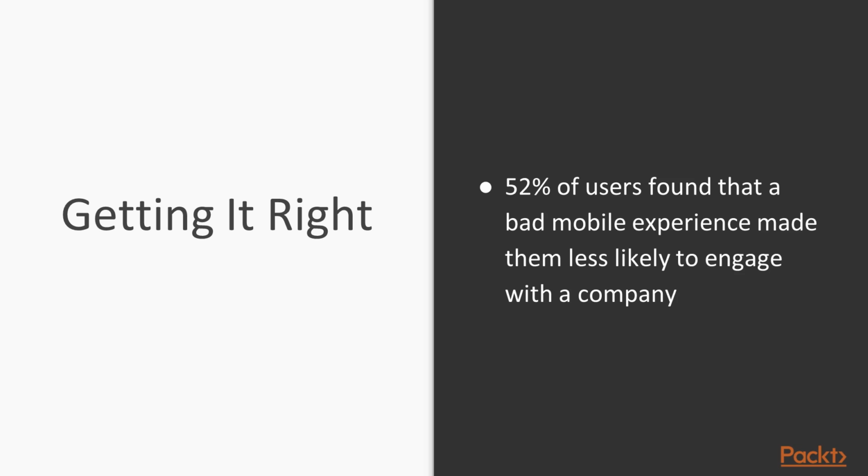And we can see here that a poor experience is going to damage the reputation of a company. In this case, 52% of users found that a bad mobile experience made them less likely to engage with a company. So let's move away from only building core technology. Let's start to prioritize ease of use. And in this section, we're going to be looking at this topic, or usability, if we can even make it simpler.